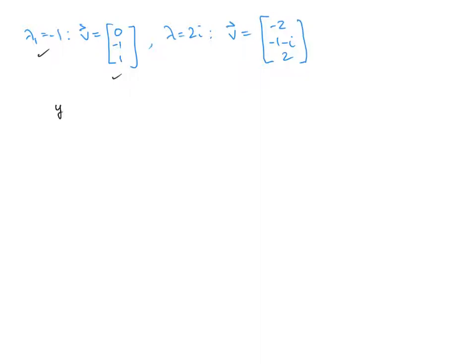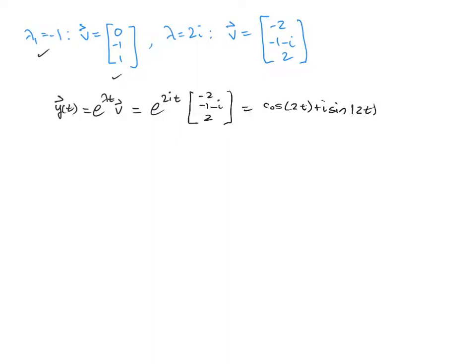So remember again that we have our y of t is equal to e to the lambda t times v. So that's e to the 2it times this vector, that's -2, -1 minus i, and 2. We now need to rewrite the e to the 2it as the cosine of 2t plus i times the sine of 2t, and multiply that times our vector -2, -1 minus i, and 2. So this is going to get a little big before it gets smaller again.